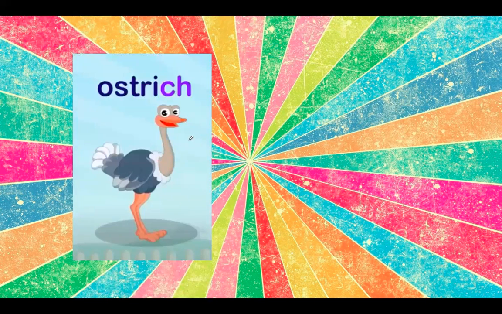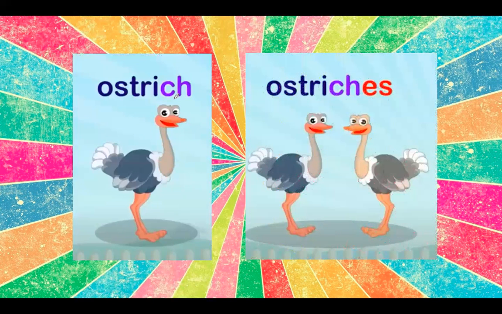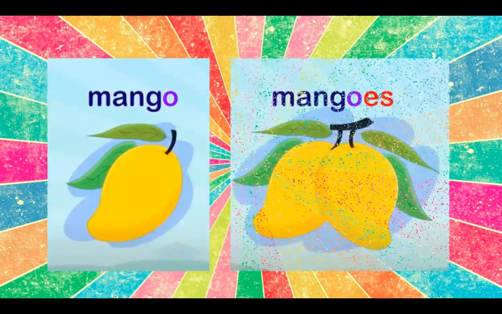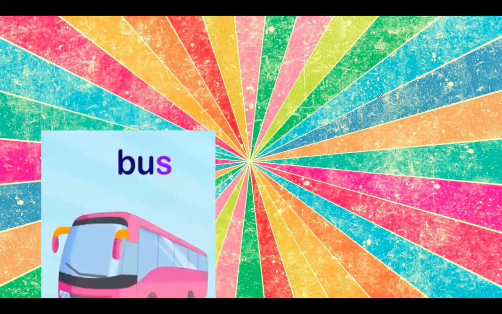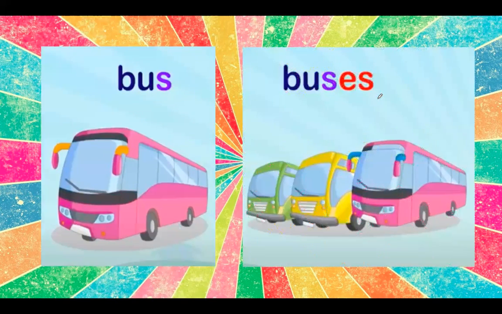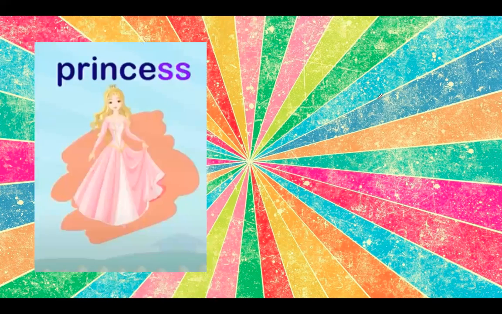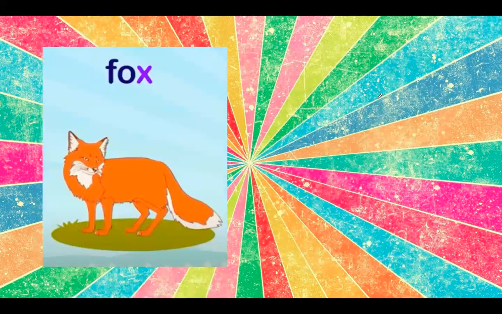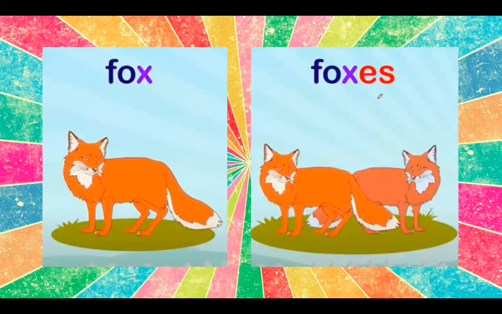Okay, for example, ostrich, it ends on ch. We have to make it plural by adding es. Ostriches. Dish, dishes. Mango, mangoes. Bus, buses. Princess, princesses. Okay, fox, foxes. Now these two rules we have studied earlier as well.